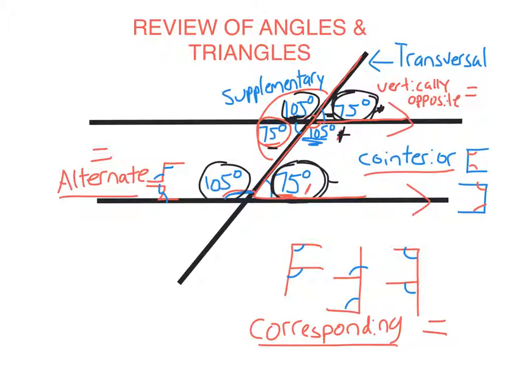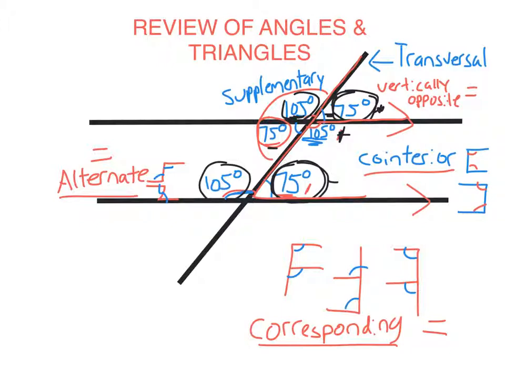The ones I've written in blue are supplementary. They add to 180 degrees. The ones I've underlined rely on parallel lines to be supplementary if it's a co-interior angle, or equal if it's an alternate angle. So make sure you know them because they do come up when we're talking about similar triangles.